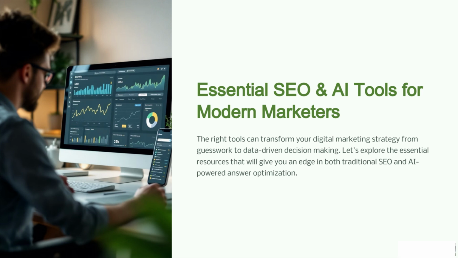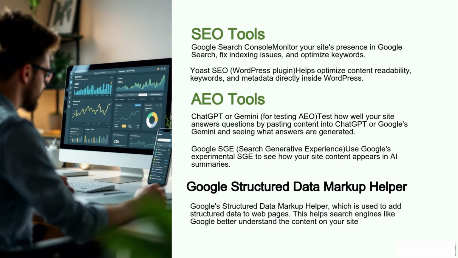Platforms like Google Analytics provide insights into user behavior and campaign effectiveness. Content tools like AI writing assistants, keyword planners, and scheduling platforms streamline content creation and distribution. Google Search Console is essential for monitoring site presence and fixing indexing issues. Yoast SEO optimizes content readability and metadata in WordPress.